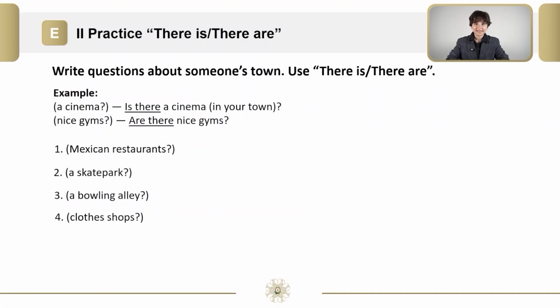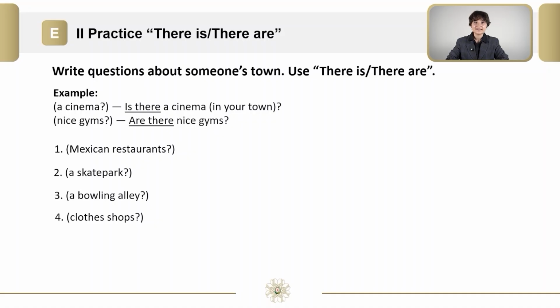Now let's do the second activity. Write questions about someone's town. Use there is, there are. Before we start, let's read examples. A cinema. Is there a cinema, for example, in your town? As you see, a cinema is a singular noun, so we use is there. Nice gyms. Are there any nice gyms? We use are there because gyms is plural. Now, stop the video, do the activity, and come back.